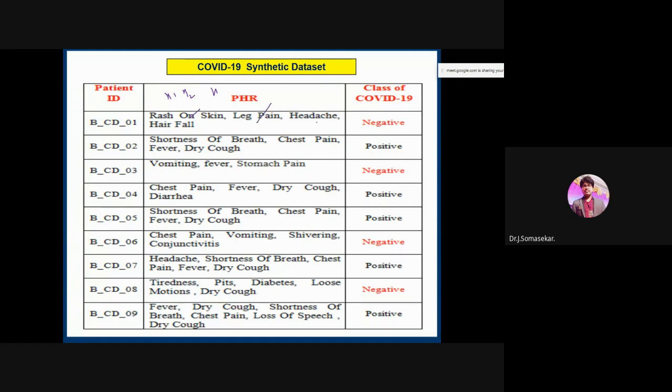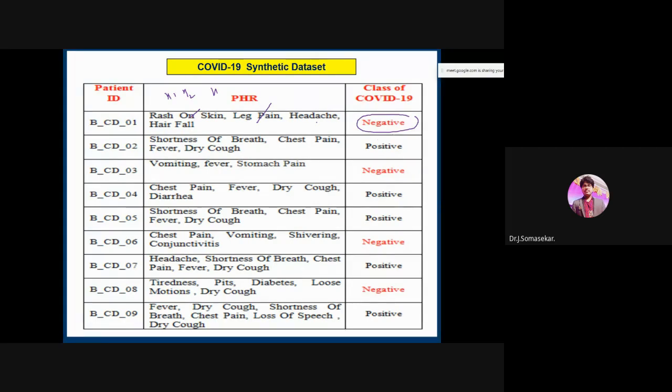That is called PHR. We can call it a patient health record or personal health record. That is the medical term. So we can write it as X1, X2, and so on up to Xn. X1 means fever, X2 means dry cough, X3 means, let us assume, chest pain. These are the symptoms, or we can call them features. The class is also available. Class means these patients were already tested. So the first patient has a negative result for the disease, that is COVID-19. The second patient is positive.